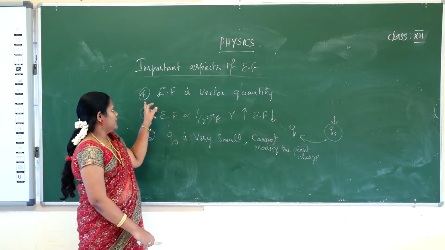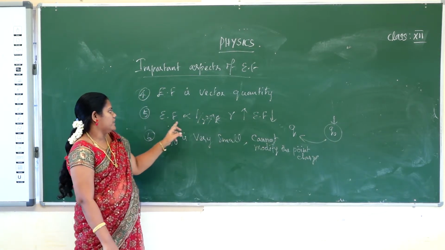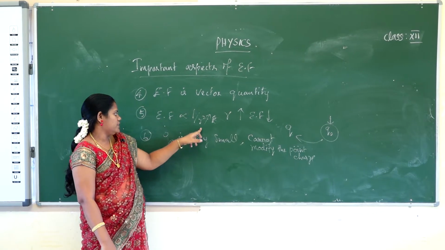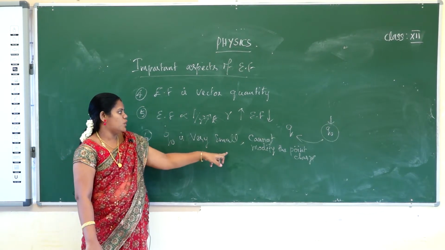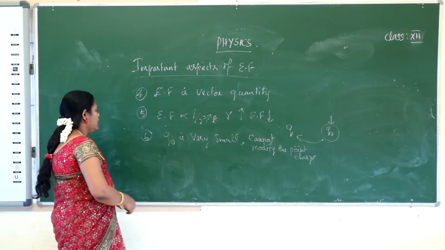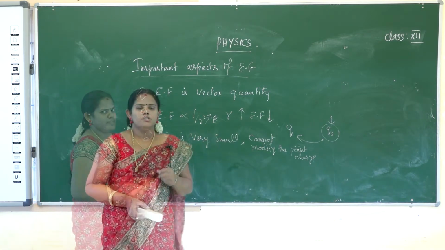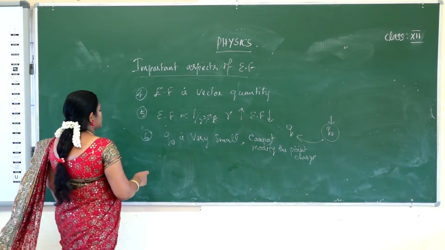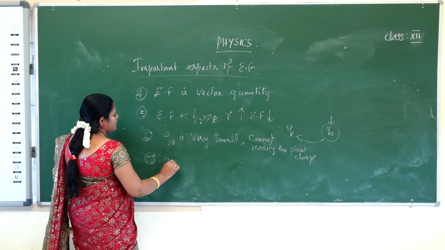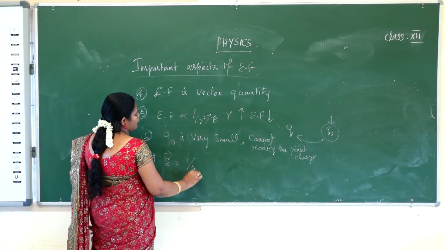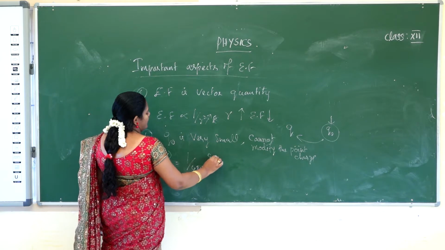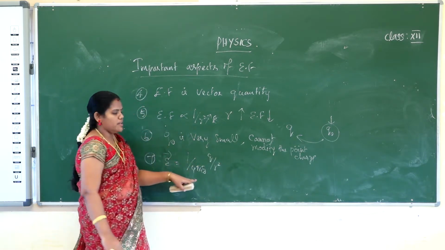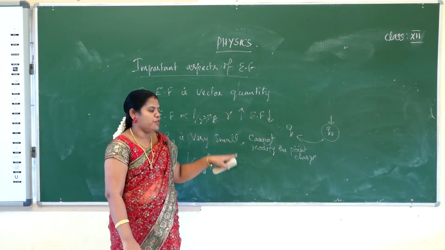So the fourth one is that the electric field is a vector quantity. The electric field is inversely proportional to the square of the distance between them. Q naught is very small and cannot modify the point charge. And the electric field expression is only valid for a point charge. What is the expression? E vector is equal to 1 by 4 pi epsilon naught Q by R square. This expression is only valid for a point charge.